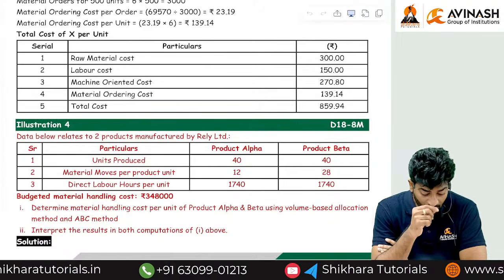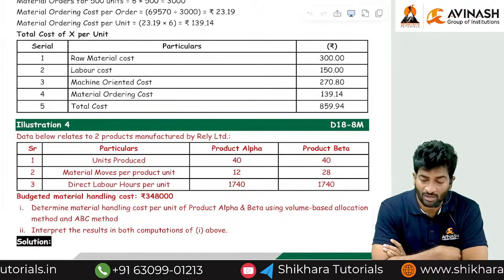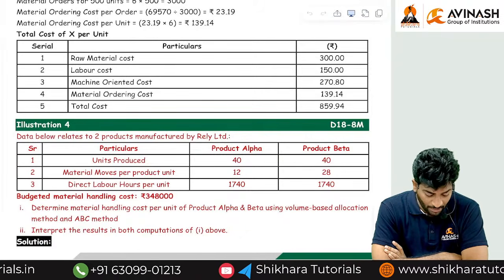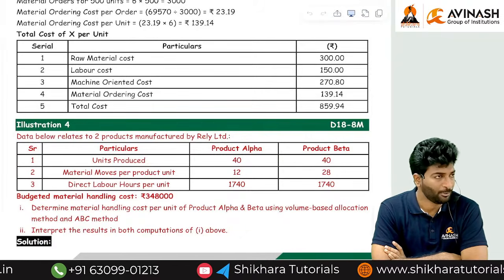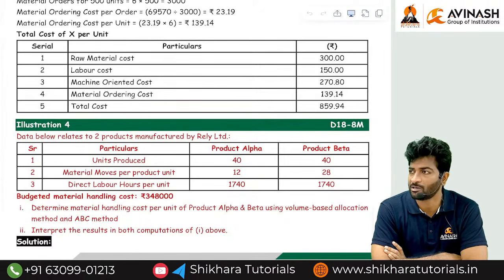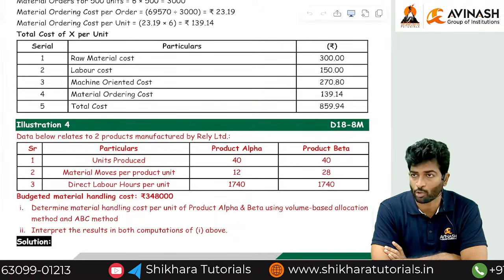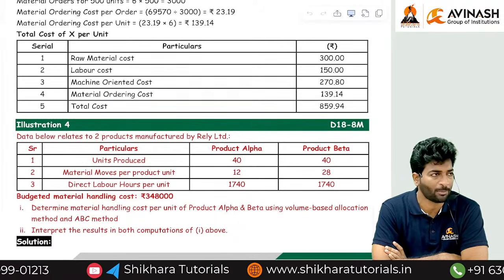So for 1 unit of finished good, we have 12 material movements for alpha and 28 movements for beta. Direct labor hours per unit, 1740 labor hours per 1 unit of alpha and 1740 labor hours per 1 unit of beta. So same number of labor hours, right?